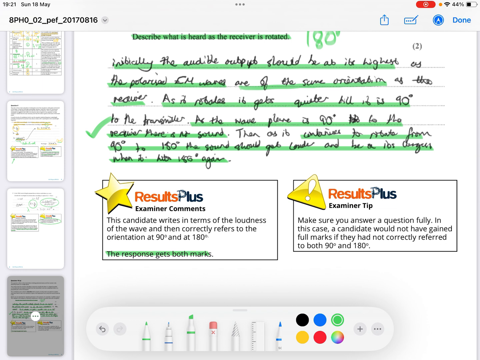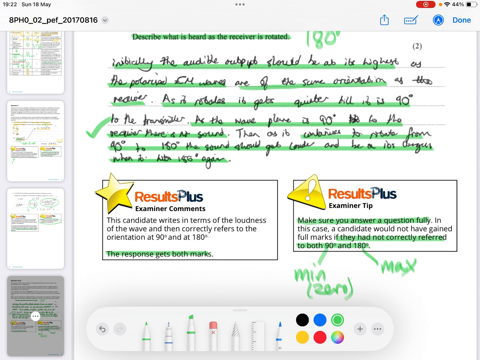So the examiner's tip here is make sure you answer a question fully, yeah? In this case, the candidate would not have gained full marks if they had not correctly referred to both the 90 degrees situation and 180. So this is maximum at 180 because they're back in alignment, the polarized source and the receiver, okay? And this one will be minimum or 0 in terms of the audio output. And the reason there's a sound output is because the receiver is connected to a speaker.